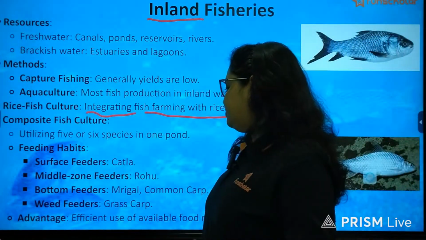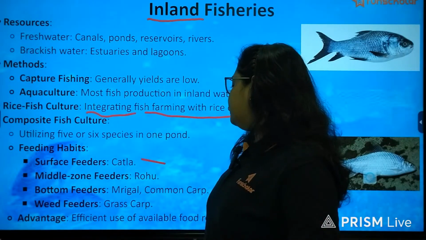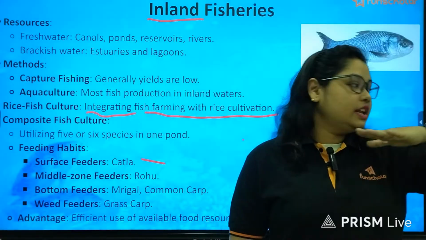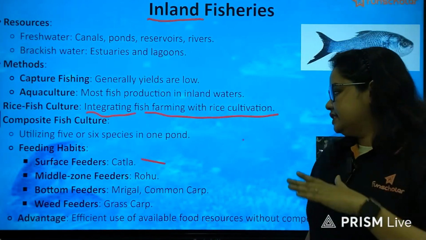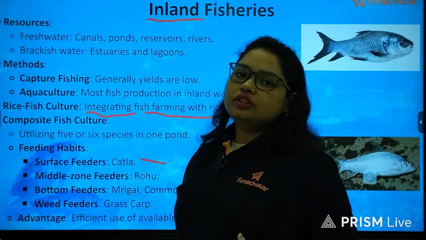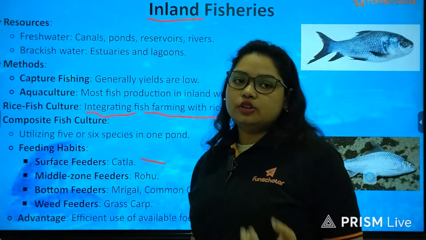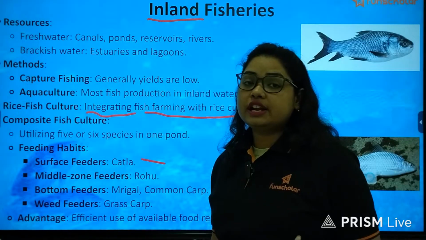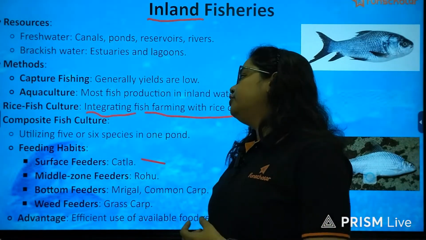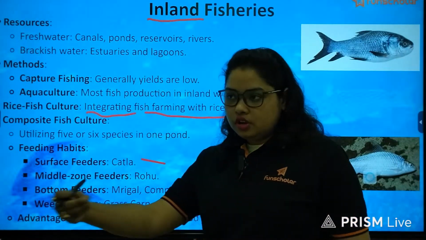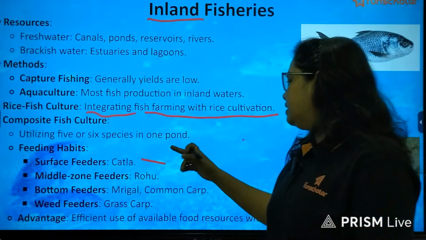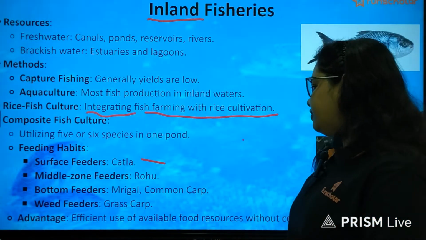First is the surface feeder like katla. So this fish remains on the surface of water only, very near to the surface. So that is why it is known as surface feeder. They eat zooplanktons, phytoplanktons and other fish feed that is made available to them artificially. If you give some fish feed in the pond, that stays near to the surface.